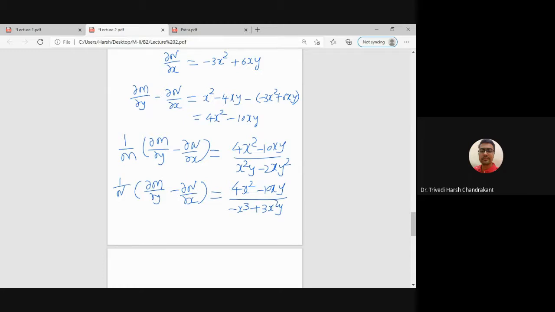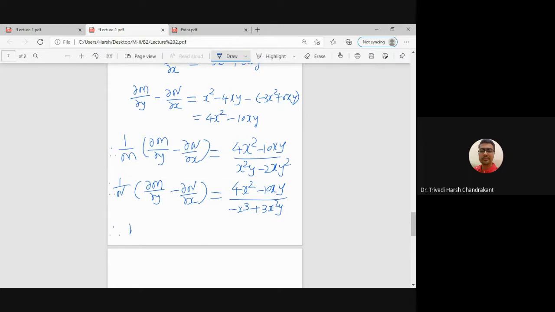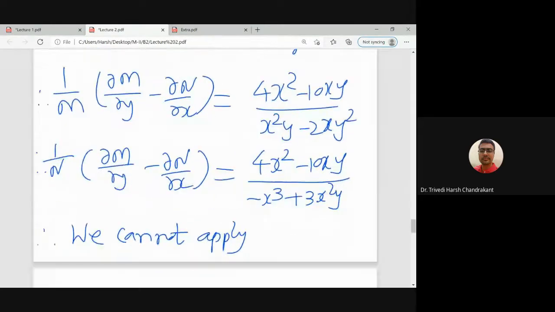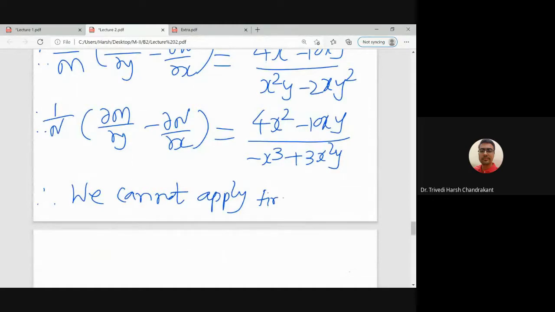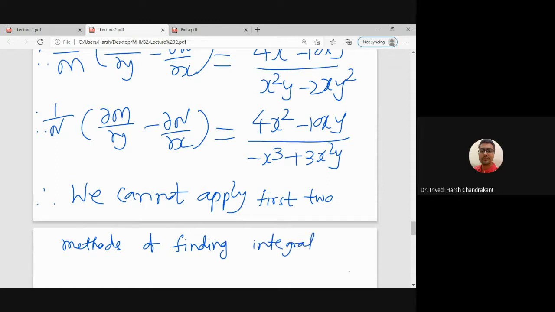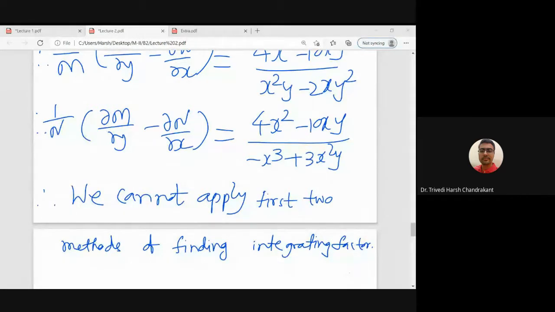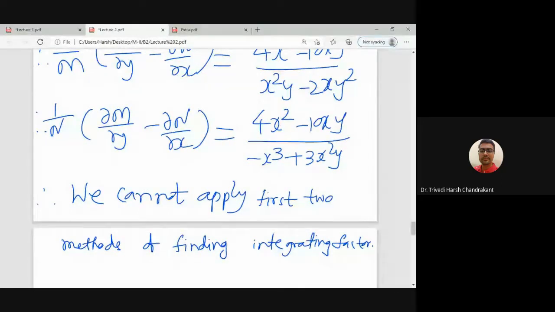So therefore, we cannot apply the first two methods of finding the integrating factor. So now what we'll do, we'll go for the third method.